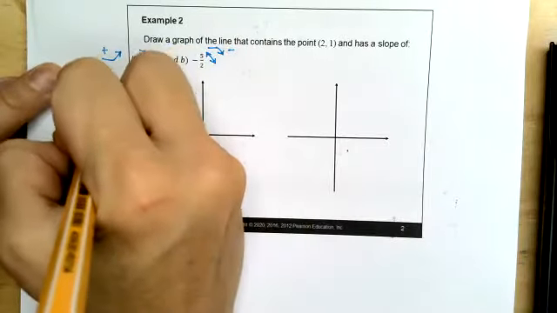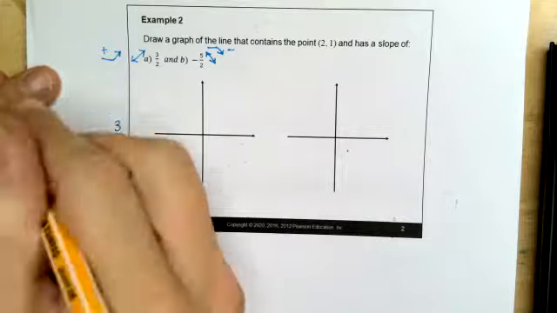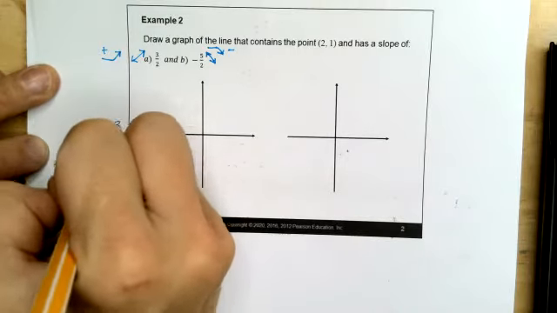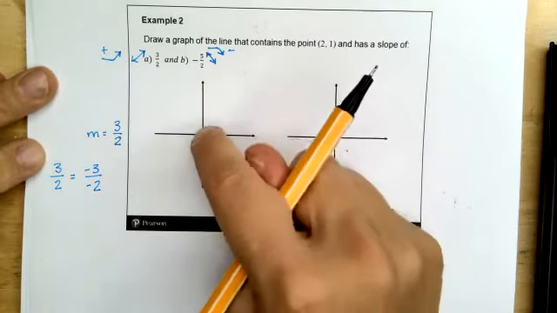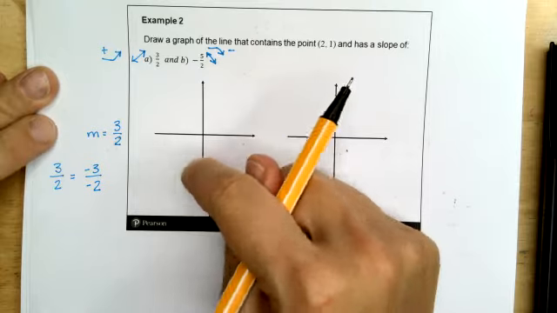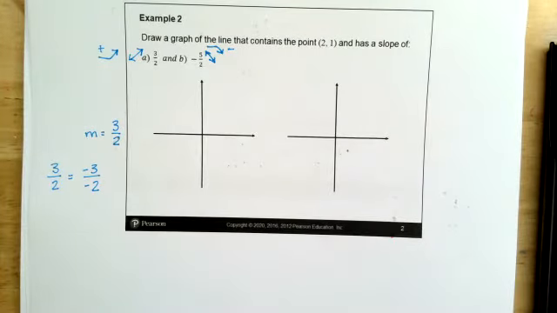Here, my slope is going to be 3/2, and 3/2 is the same as -3 over -2. So I can find a point and I can go down 3 to the left 2 just as easily as I can go up 3 to the right 2. Same line.